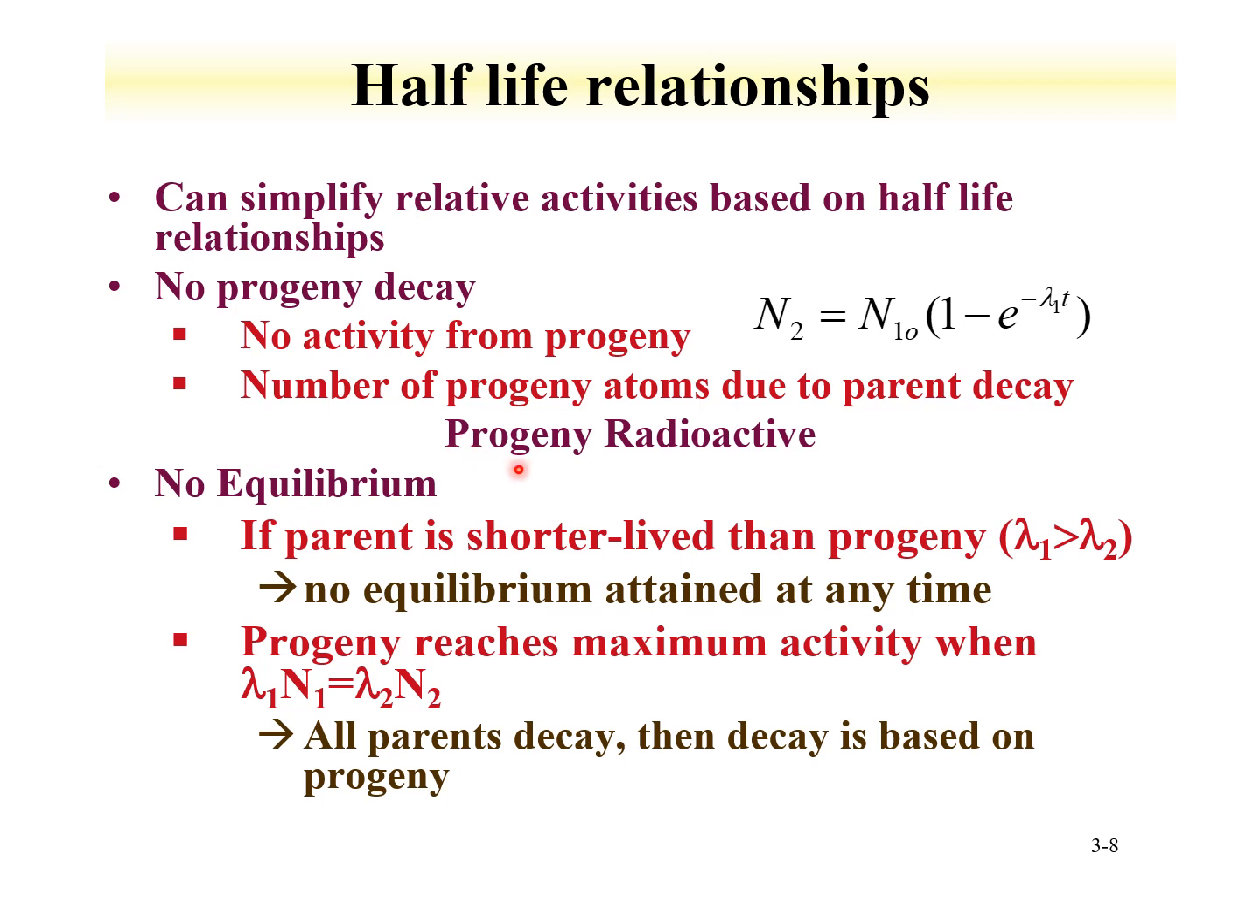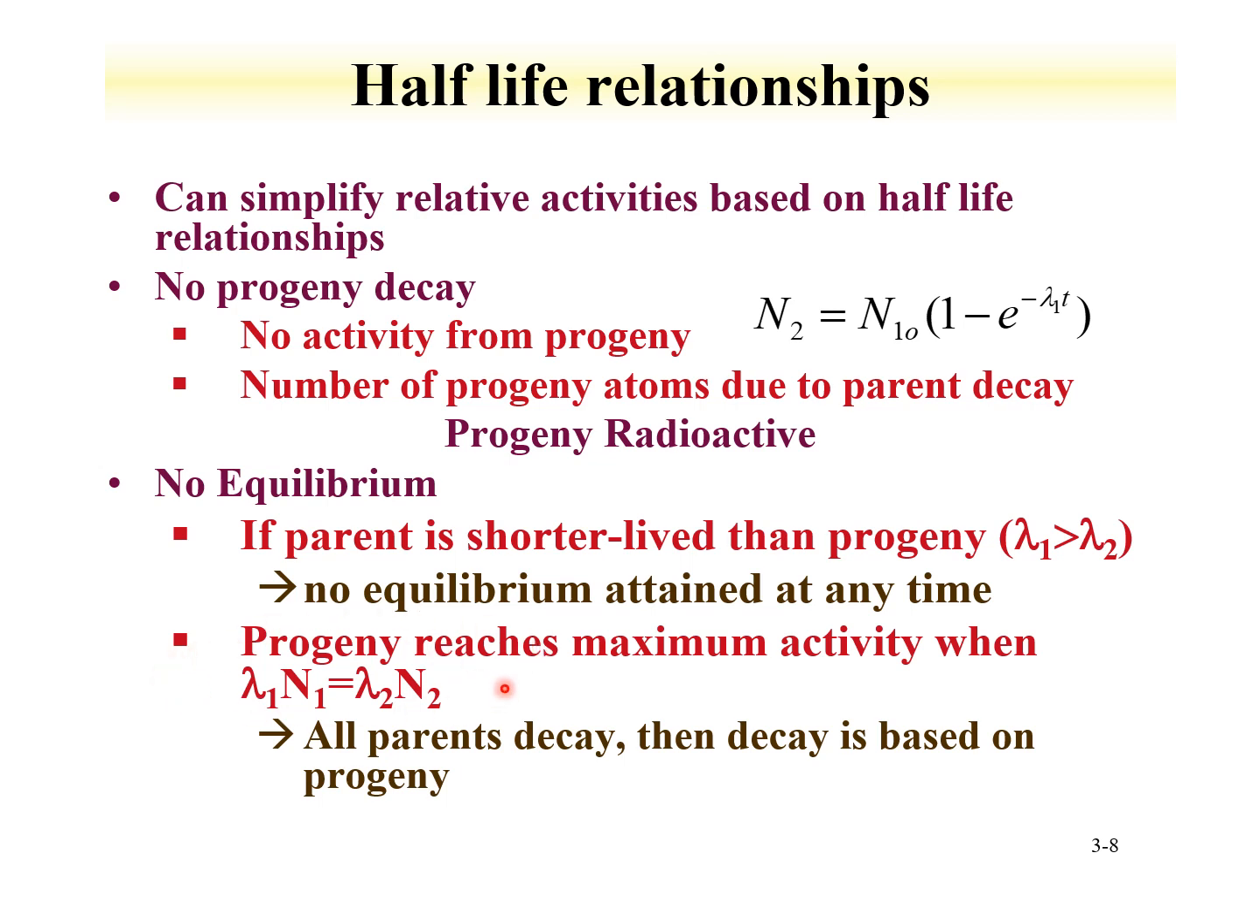And let's say the progeny is radioactive. There's a few different cases where there's no equilibrium. Equilibrium means that eventually a relationship between the decay of the parent and the decay of the progeny will be established. If the parent is shorter lived than the progeny, or if the decay constant of the parent is much larger than the progeny, no equilibrium is attained. Progeny obtains a maximum activity when this condition is solved.